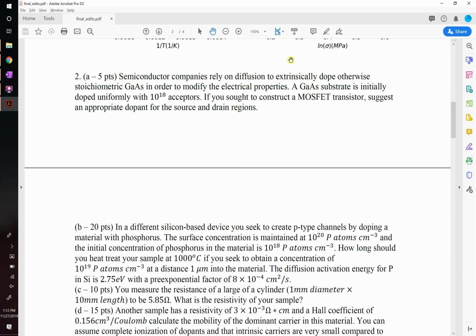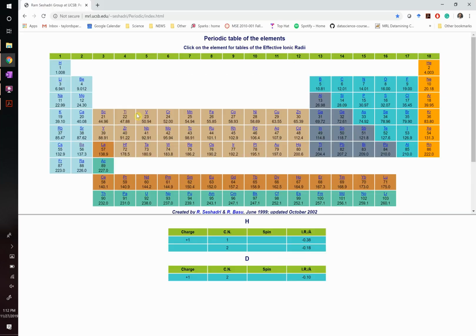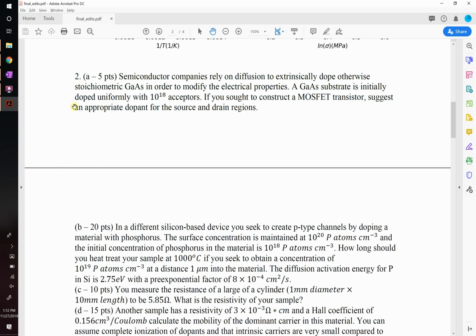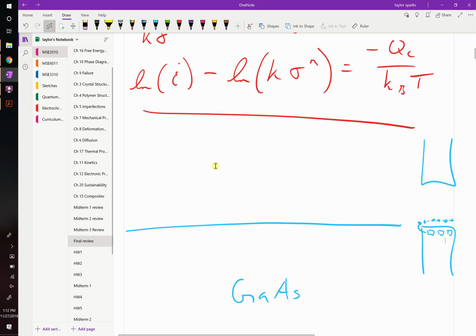The question says, what type of dopant should you use for the source and drain regions? That's what it's asking. So let's go back to our drawing of what's going on in a MOSFET. This thing is gallium arsenide, and let's assume that it's zinc doped to start with. That's pretty unambiguous. It should be P-type doped, right?